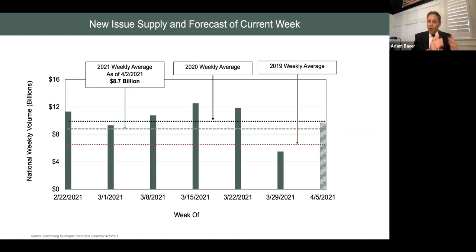So we've had money flowing in, that's our demand. We have a manageable amount of supply, and that's one reason why you've continued to have pressure on interest rates staying low.